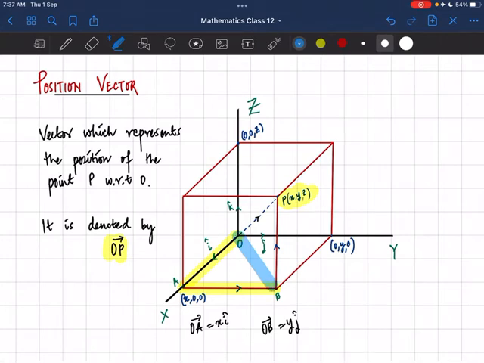Oh sorry, this is not OB vector, this is AB vector. It will be AB vector, because the initial point is A and the terminal point is B. That's AB vector. Now the resultant of these two vectors gives you OB vector, and OB vector is what?